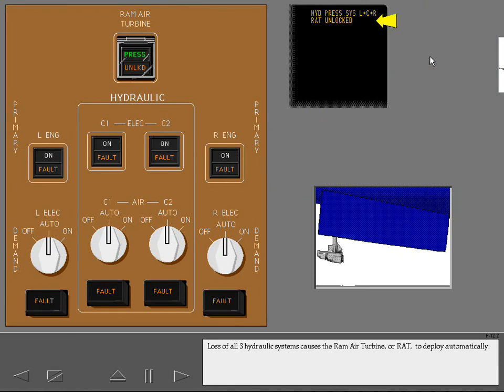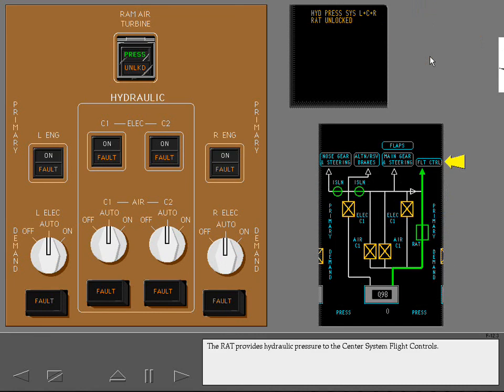Loss of all three hydraulic systems causes the air turbine, or RAT, to deploy automatically. The RAT provides hydraulic pressure to the center system flight controls. If the RAT fails to deploy automatically, it can be deployed manually with the RAT switch.